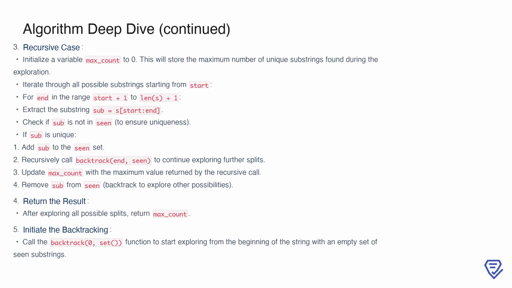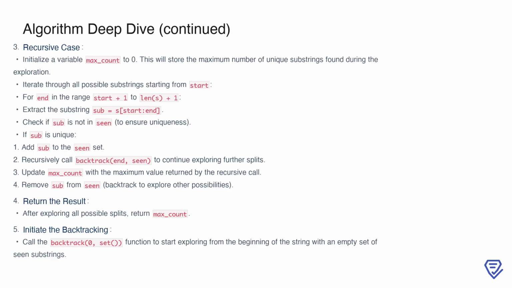We then iterate through all potential substrings starting from the start index. For each end index from start plus 1 to the length of the string plus 1, we extract the substring sub from s[start:end]. If this substring is not already in the seen set, we know it's unique. In that case, we add sub to the seen set and make a recursive call to backtrack, starting at the end index. This allows us to explore further splits beyond the current substring.